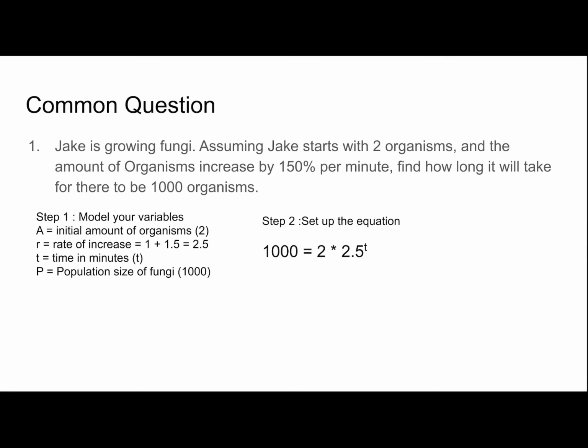So we can rewrite this into our equation. Setting up the equation is step 2. So 1,000 equals 2 times 2.5 to the power of t. We can simplify this equation by moving the 2 to the other side. So it's 1,000 divided by 2, so 500 equals 2.5 to the power of t.